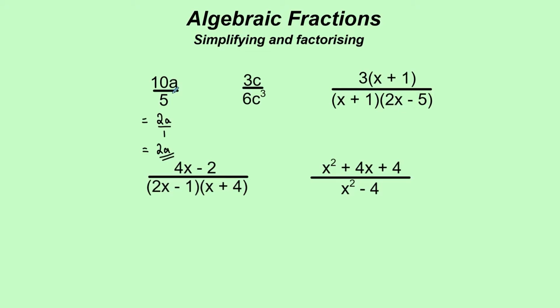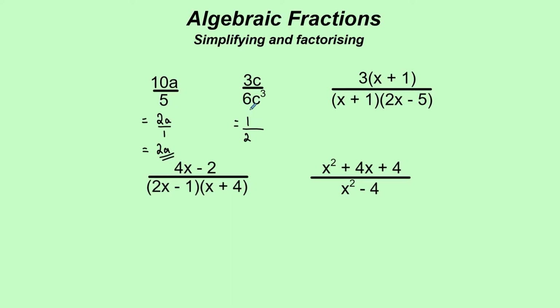There was nothing we could cancel out with the letters. There was only one letter term, so we couldn't simplify or cancel down there. But if you look at the second example, we've got 3c over 6c cubed. Again, we're going to start with the numbers. We've got one term on top, one term on the bottom, so we're going to cancel down the 3 and the 6. They're both in the 3 times table, so we divide them both by 3. That's going to give us 1 on the top and 2 on the bottom.